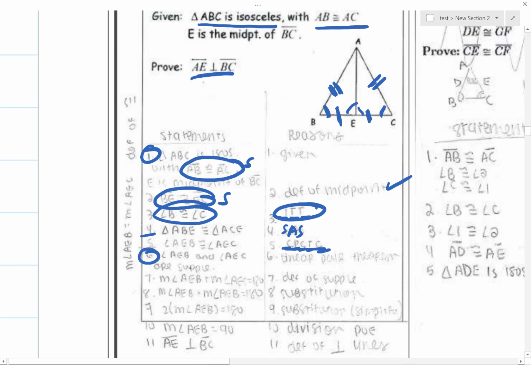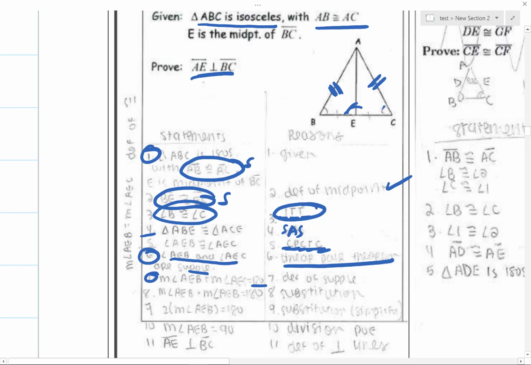So you can see that AEB and AEC, those two angles we just said, must be supplementary because they're a linear pair. Together they form a straight line. And because they're supplementary, by definition they must add to 180.